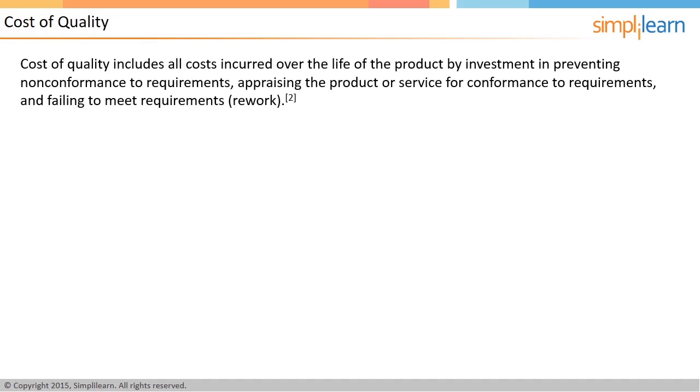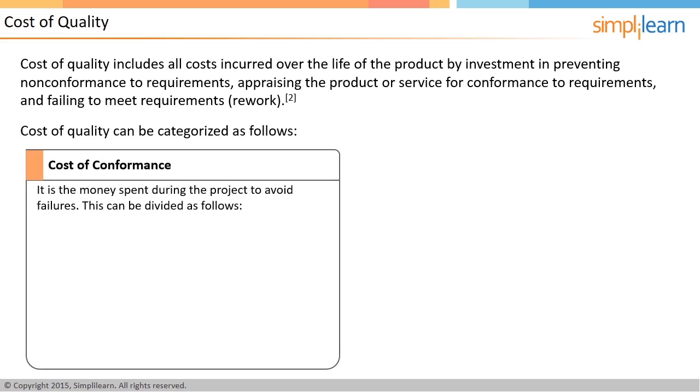Cost of quality is the cost that needs to be incurred to make a quality product. The sum of all the costs incurred in ensuring that the project conforms to requirements is the cost of quality. Cost of quality can be broken down into 2 major categories. First is the cost of conformance, or the money spent during the project to avoid failures.